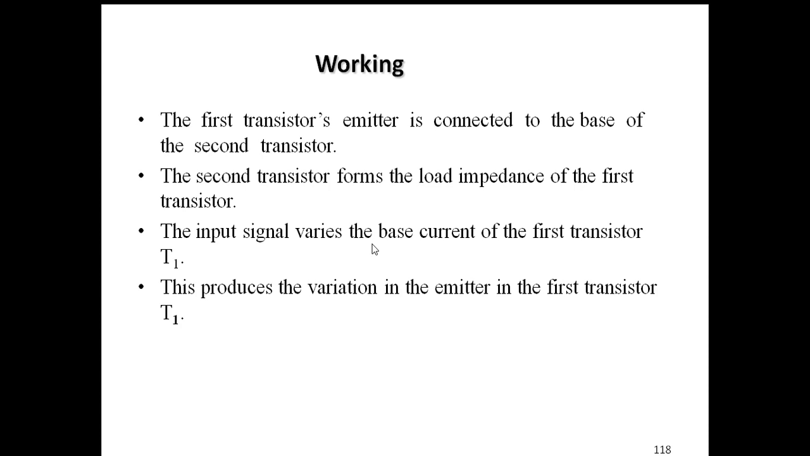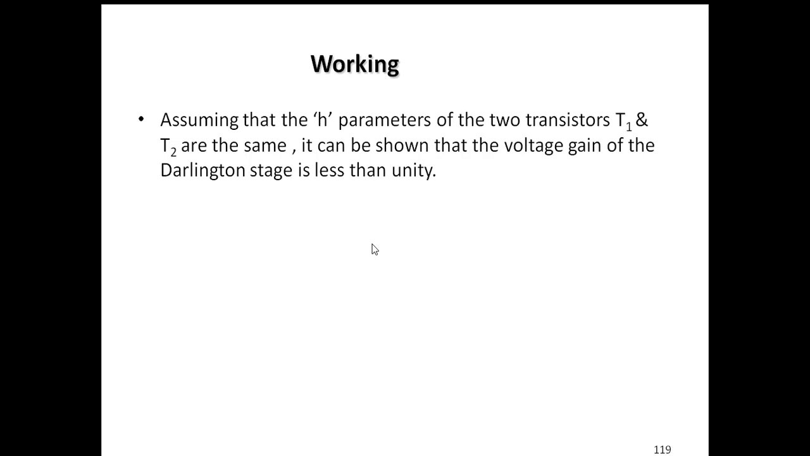This produces variations in the emitter of the first transistor T1. If any variations are there at the base, then the variations at the emitter of the first stage will also be affected. The emitter current of T1 becomes the base current of T2. As I told you, since it is an emitter follower, the output current flowing through the emitter of the first stage is equal to the current of the base of the first stage transistor. So IE is equal to IB of the first stage.